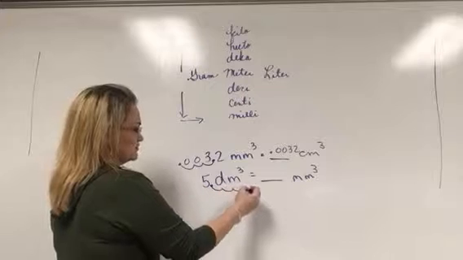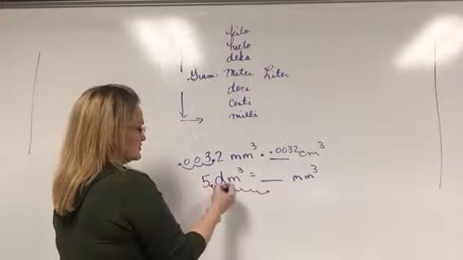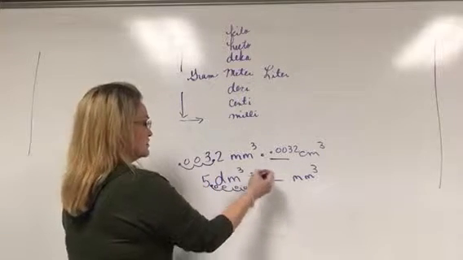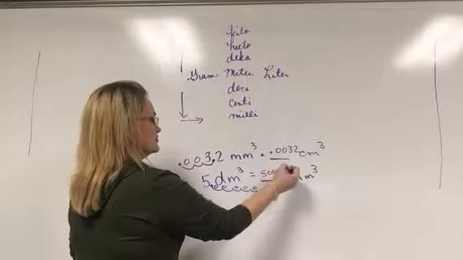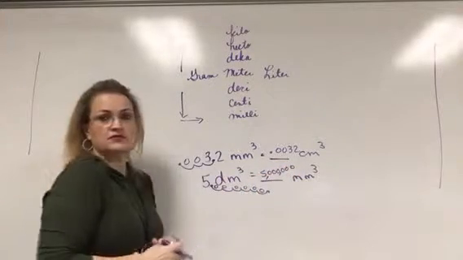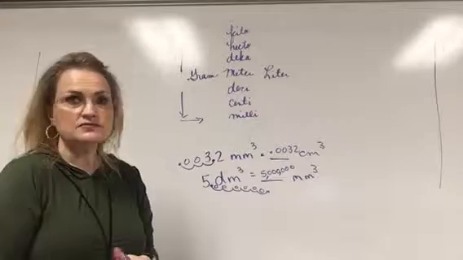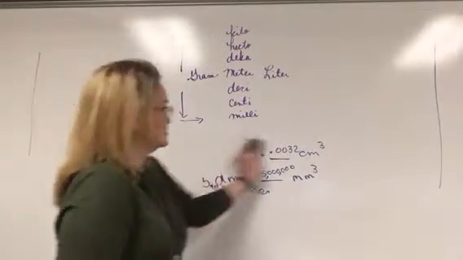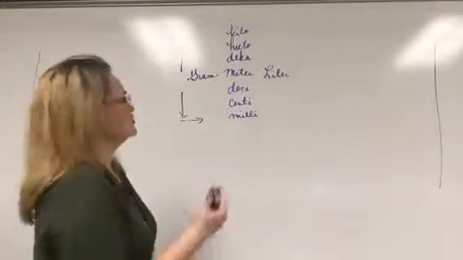1, 2, 3, 4, 5, 6. So I've got to fill in actually 6 zeros there. So a whole big bunch, 5 million cubic millimeters. All right, so that's how we use our conversion. Let's do one more time.